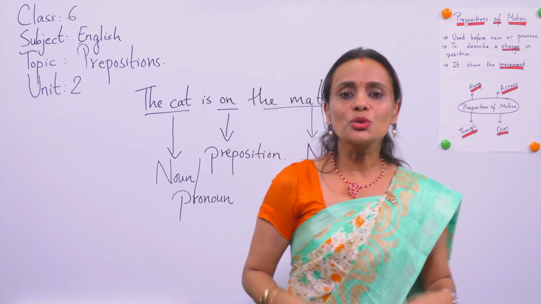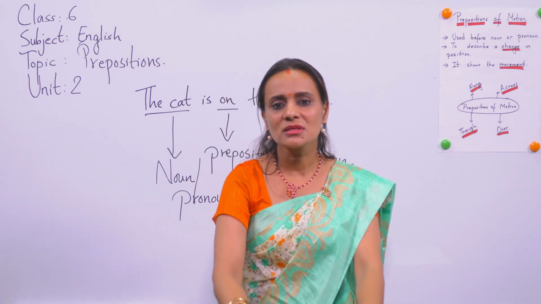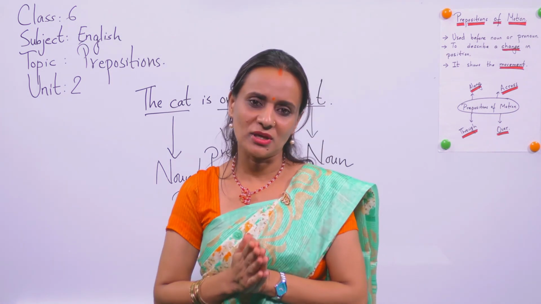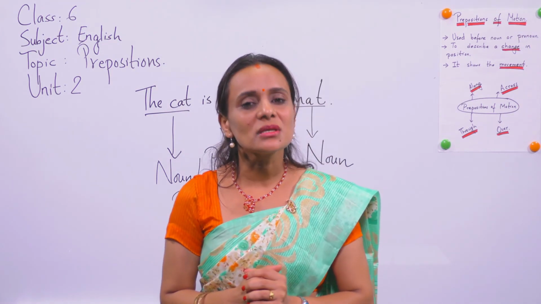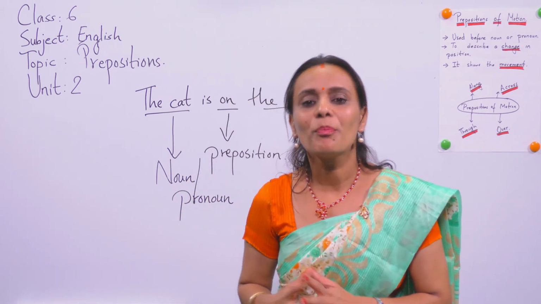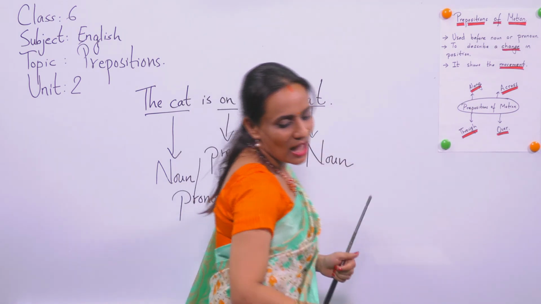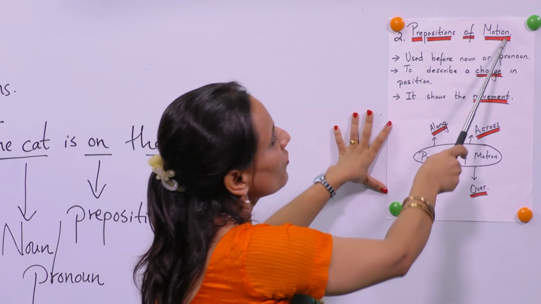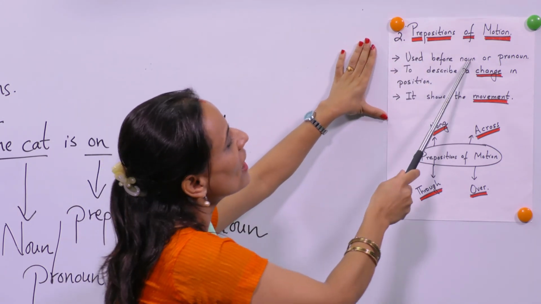Okay, as I have already told you in the beginning, how many types of prepositions are we going to do? Two. Very good. Two types of prepositions. And we just finished what type? We did prepositions of place, isn't it? We did some words of the prepositions of place. Now, we are going through the second type of preposition, and that is prepositions of motion. It is used before a noun or pronoun.